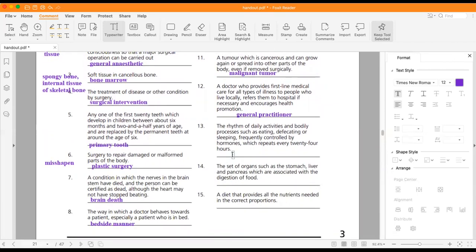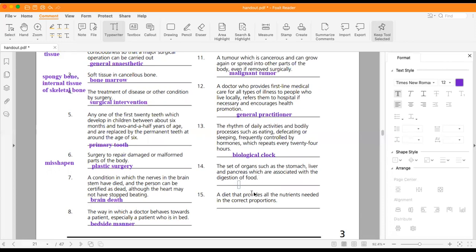Number 13, the rhythm of daily activities and bodily processes such as eating, defecating, or sleeping, frequently controlled by hormones, which repeats every 24 hours. This is our biological clock. The biological clock that organizes everything, the eating, the sleeping.